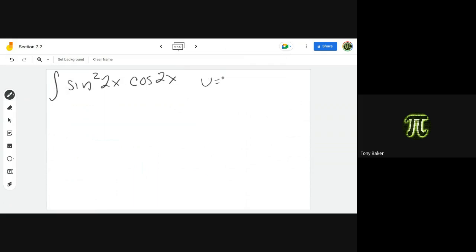So we've got u equals cosine 2x. du equals, 2 sine, oh no, yeah, negative 2 sine 2x dx. dv equals sine squared 2x, which we just did.